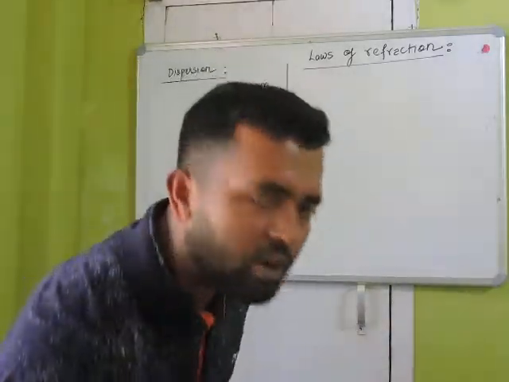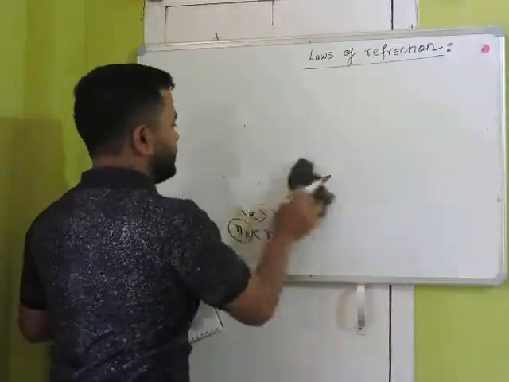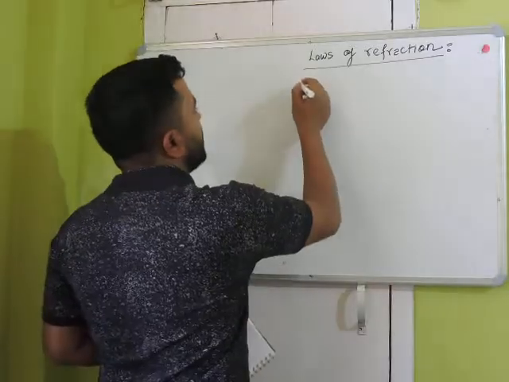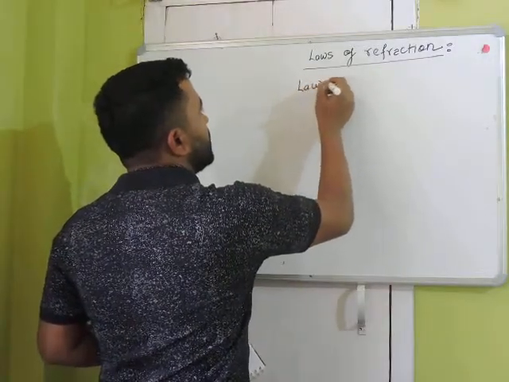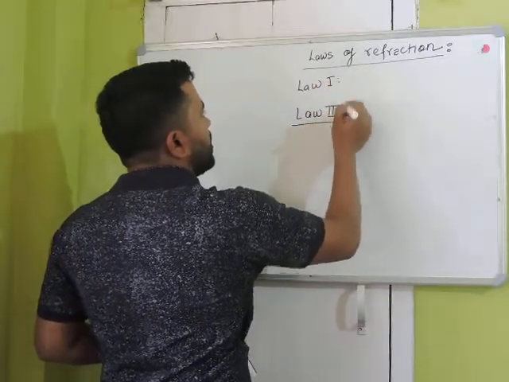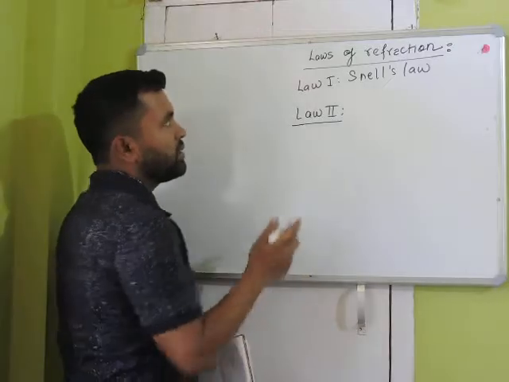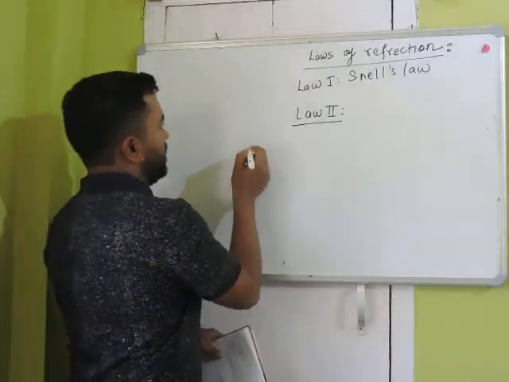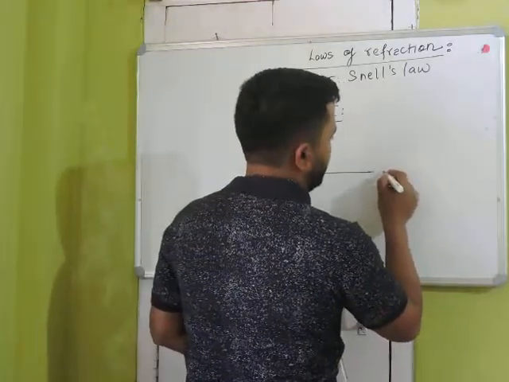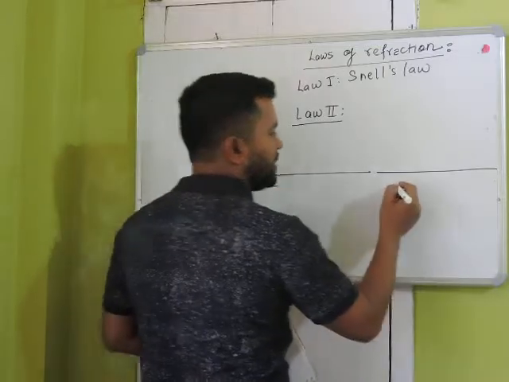Now moving on, let us talk about the laws of refraction in detail. There is a first law and there is a second law. The first law is also called Snell's law. Let me draw two diagrams which I will use again and again. Suppose light is traveling from medium 1 to 2, and in this case from medium 2 to 1.